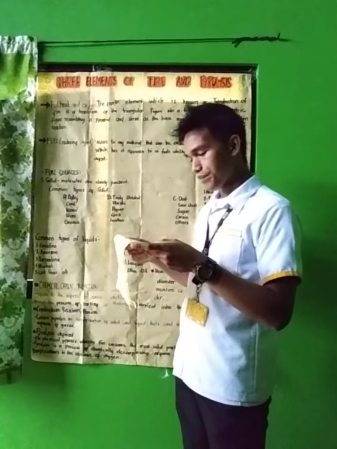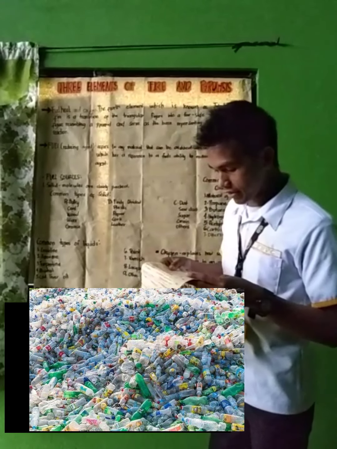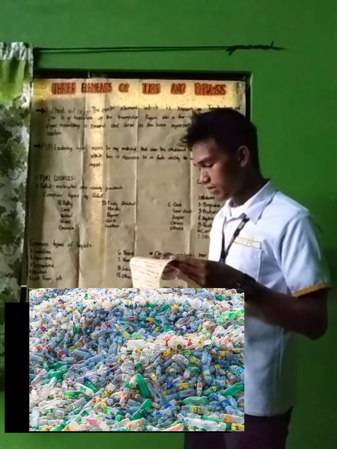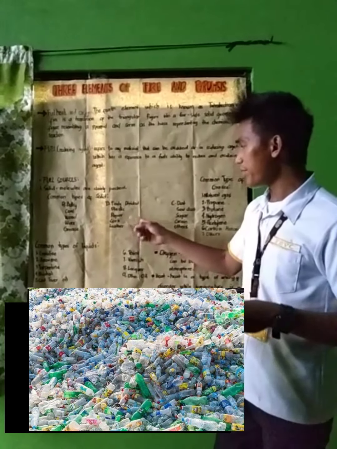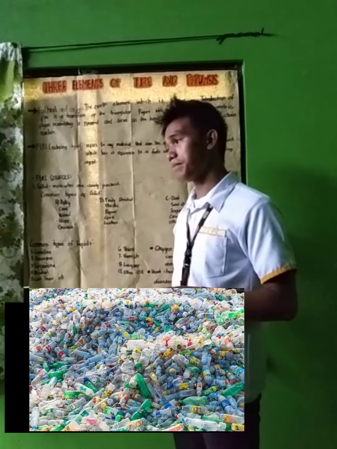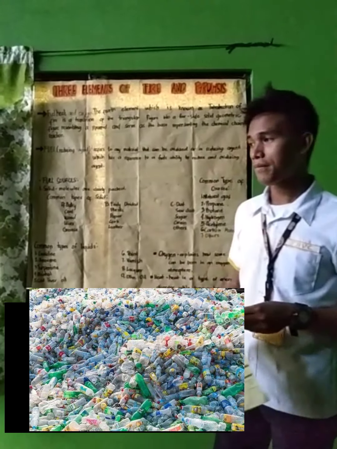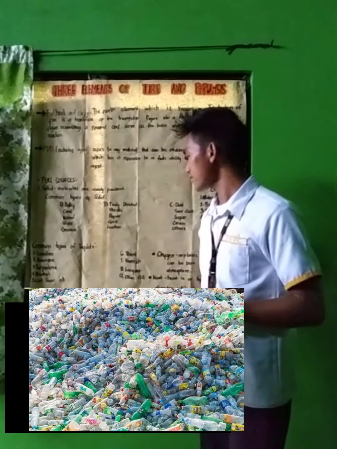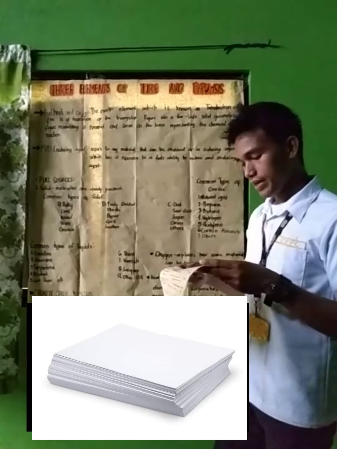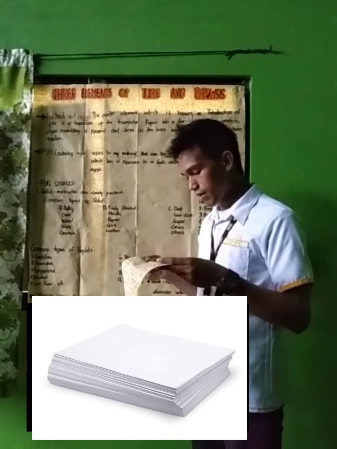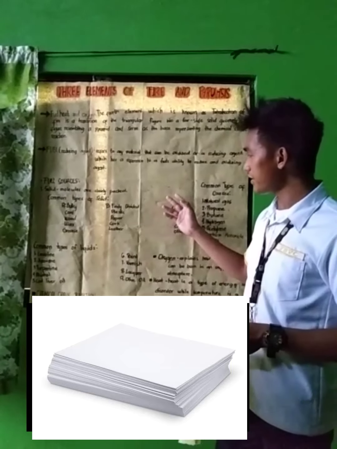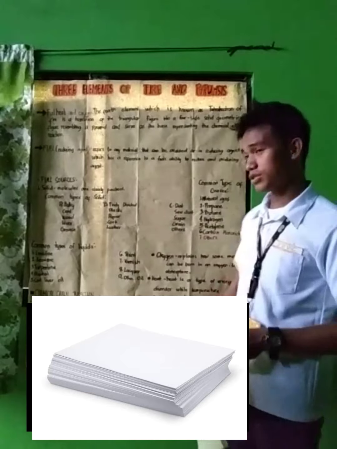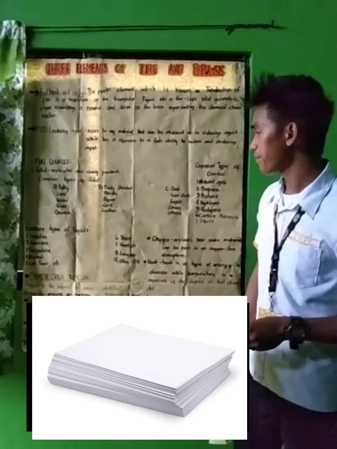Next, plastic. Plastic is a synthetic material made from a wide range of organic polymers such as polyethylene, PVC, or nylon. An example of plastic is the plastic containers and plastic bottles that we are using on a daily basis. Next, paper. Paper is a thin sheet material produced from wood. This manila paper is a concrete example of paper, which is used in school work and even in office work. Next, cork.